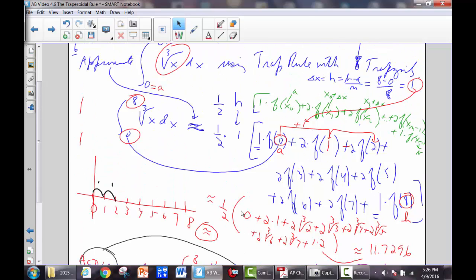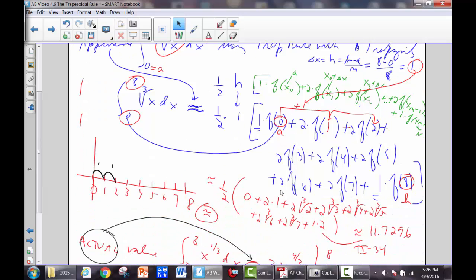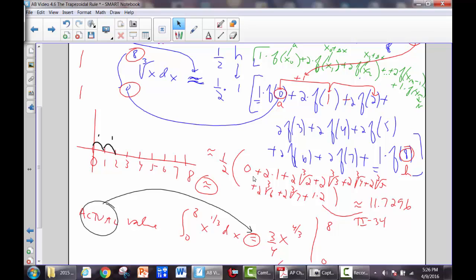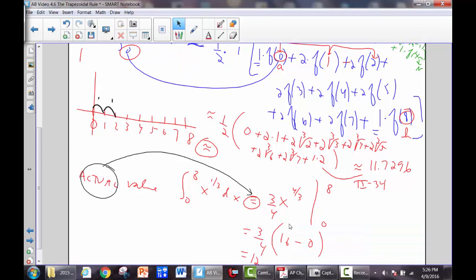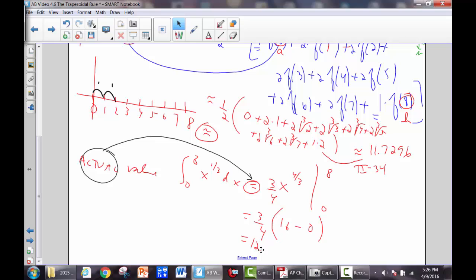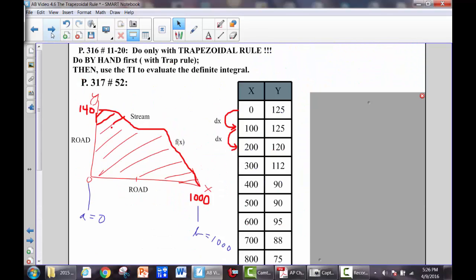And of course, what is f of 0, what is f of 1? Our f of x is the cube root of x. So the cube root of 0, the cube root of 1, cube root of 2, 3, 4, 5, 6, 7, and the cube root of 8 is that. And you will get that. If you actually integrate this, you'll get 12. You could do it by hand. It's not that hard to do by hand. And 11.7 is a pretty darn good approximation. And we only used 8 trapezoids.